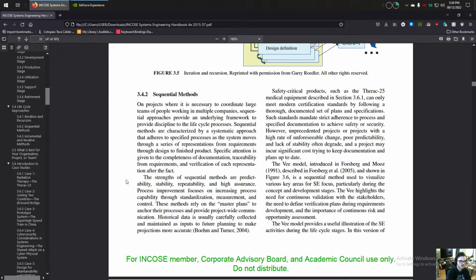The V model, introduced in Forsberg and Moose, described in Forsberg et al., and shown in Figure 3.6, is a sequential method used to visualize various key areas for SE focus, particularly during the concept and development stages. The V highlights the need for continuous validation with the stakeholders, the need to define verification plans during requirements development, and the importance of continuous risk and opportunity assessment. The V model provides a useful illustration of the SE activities during the lifecycle stages.